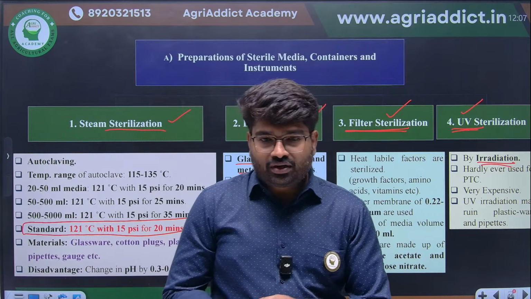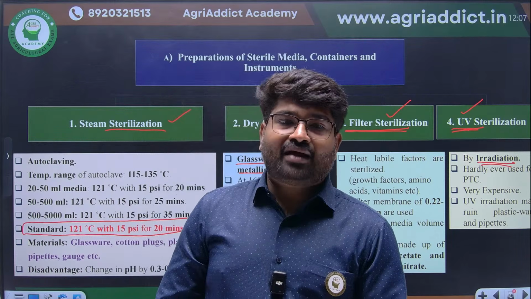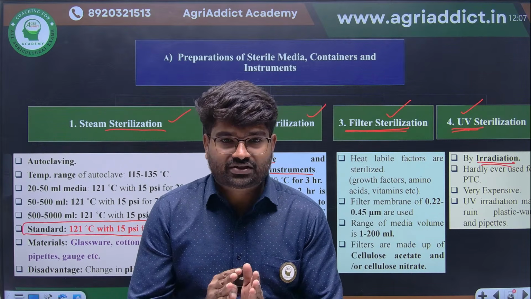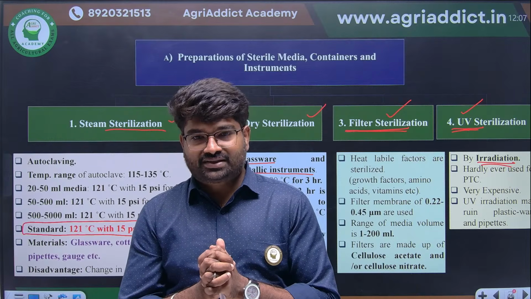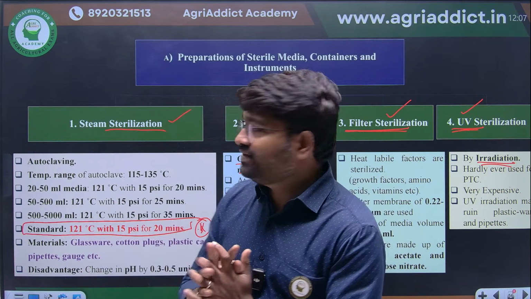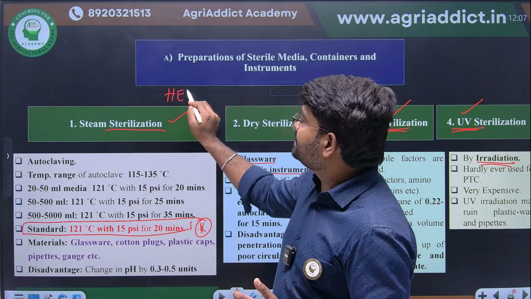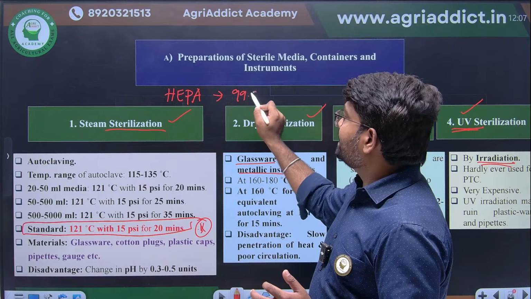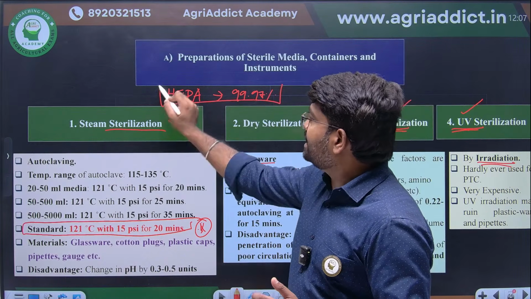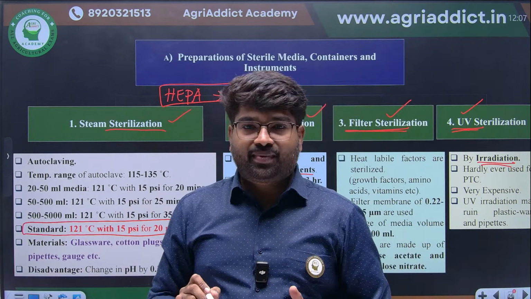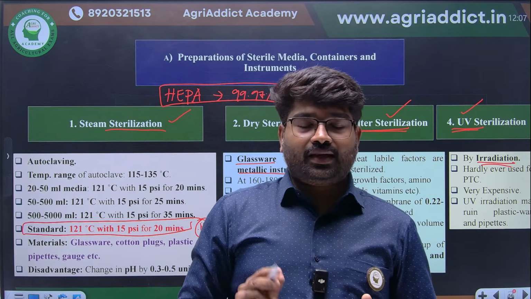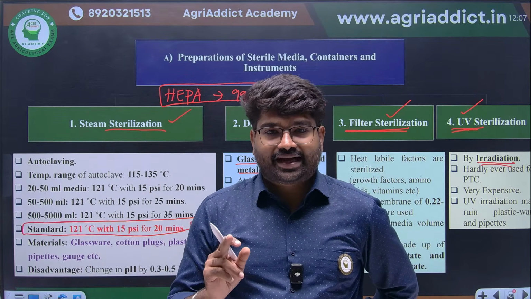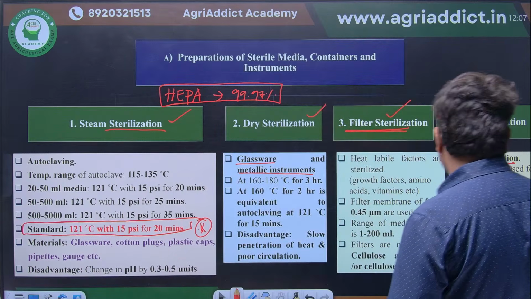Then the most important thing, we will use a laminar airflow chamber. The laminar airflow chamber will create an aseptic condition for doing our plant tissue culture work. In this laminar airflow chamber we use a HEPA filter, high efficiency particulate air filter. The efficiency of this HEPA filter is 99.97%. This is another important objective question. I hope this is clear for everyone. These are the different sterilization techniques.